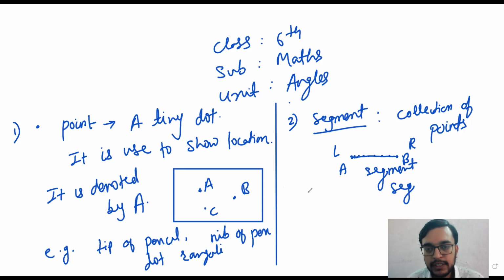Now see one more example. This is also a segment, let us say segment CD, right? Here, the length of the segment is countable. We can measure the length of this segment. The finite set of points is called the segment, right?